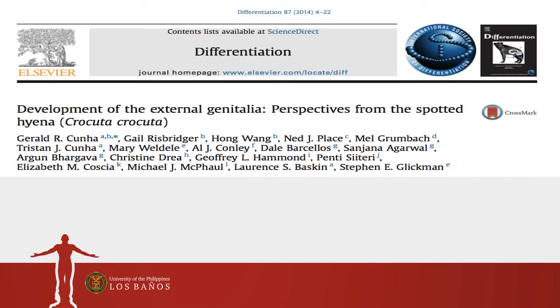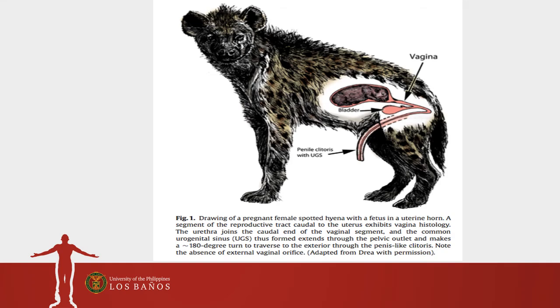The female spotted hyena, Crocuta crocuta, is a fascinating mammal noted for extreme masculinization of the external genitalia. This is from the paper of Cunha et al. 2014. Female spotted hyenas have normal internal genitalia composed of ovaries, oviducts, and 2 uterine horns, which merge proximally into a common uterine body. The cervix is indistinct anatomically and merges caudally into the vagina, located internally within the abdominal pelvic cavity.